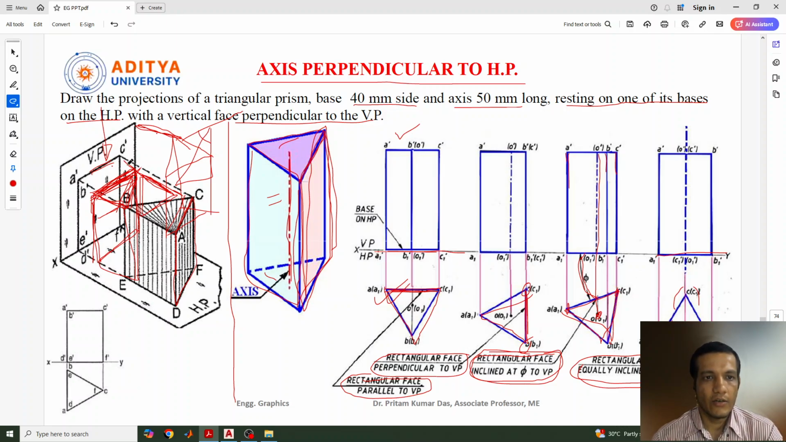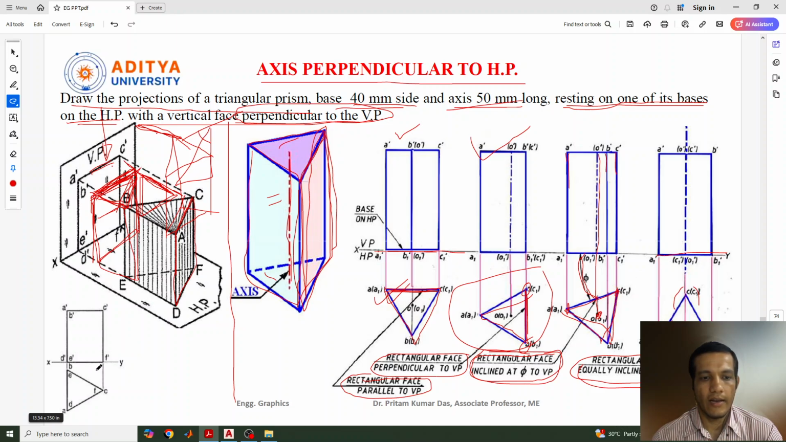Okay, if this question is given here: draw the projection of a triangular prism, base 40 mm, axis 50 mm long, resting on one of its bases on the HP with a vertical face perpendicular to VP. Perpendicular to VP, that means this is the condition. Second condition is there. For that case, what is the answer given here?